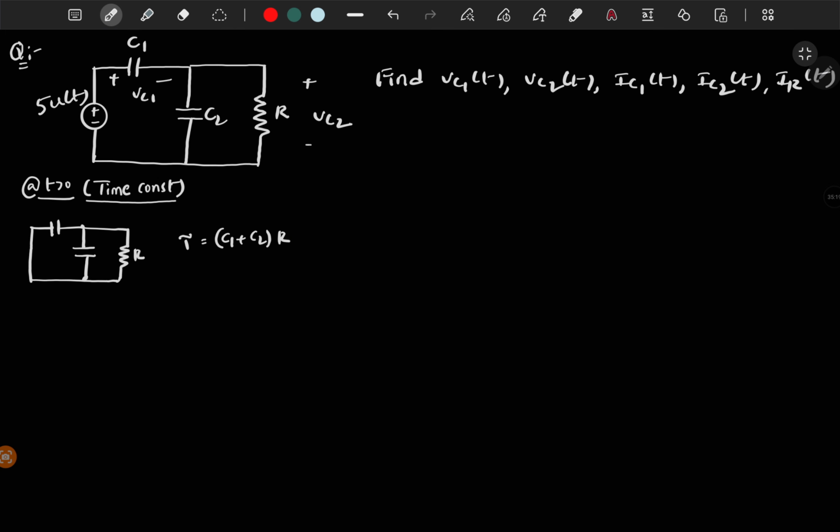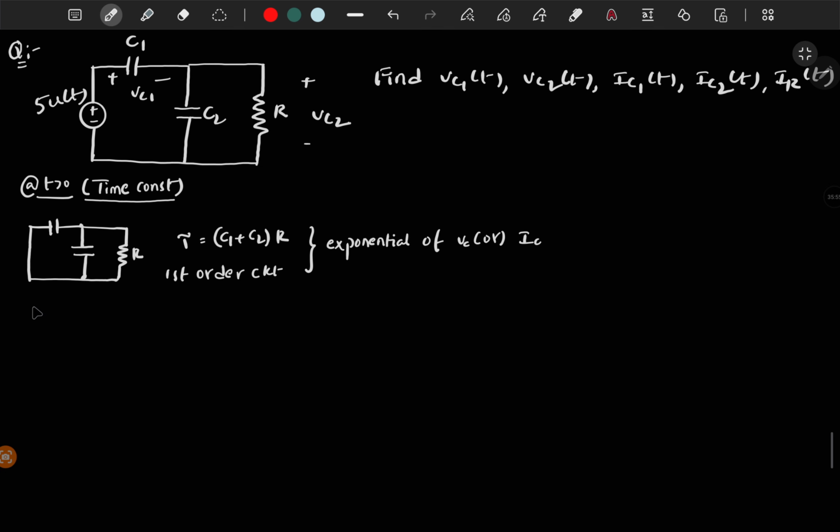So there should be some exponential behavior in the circuit again, because the time constant is finite. Here the equivalent capacitance is C1 plus C2, so this is a first order circuit. Since it is a first order circuit, there will be exponential behavior, exponential voltage or current, VC, IC.